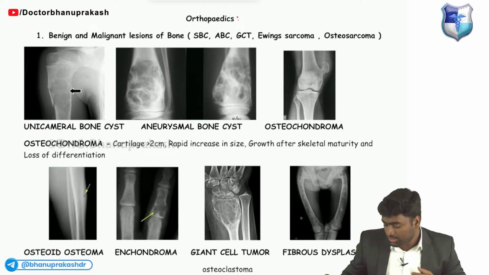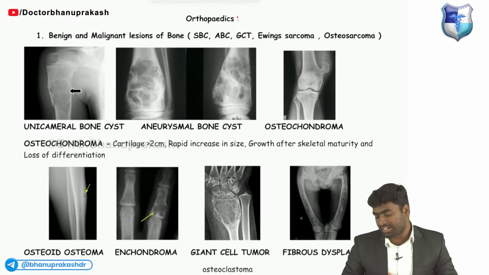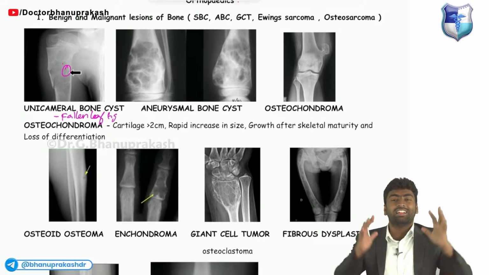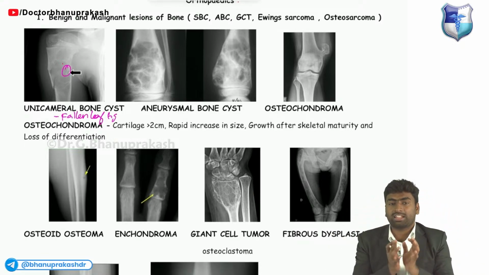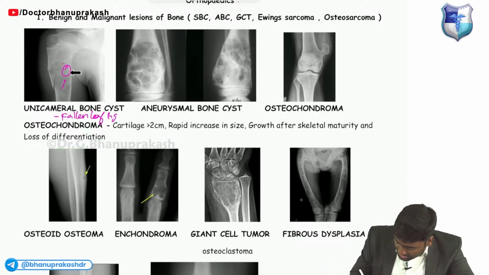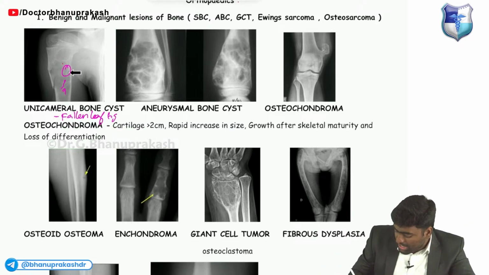They will ask about benign conditions. If you see this single cyst which has this fallen leaf sign, this unicameral bone cyst, or single bone cyst, or simple bone cyst, which has this fallen leaf sign. So this is known as what? This is known as unicameral bone cyst, also known as simple bone cyst.